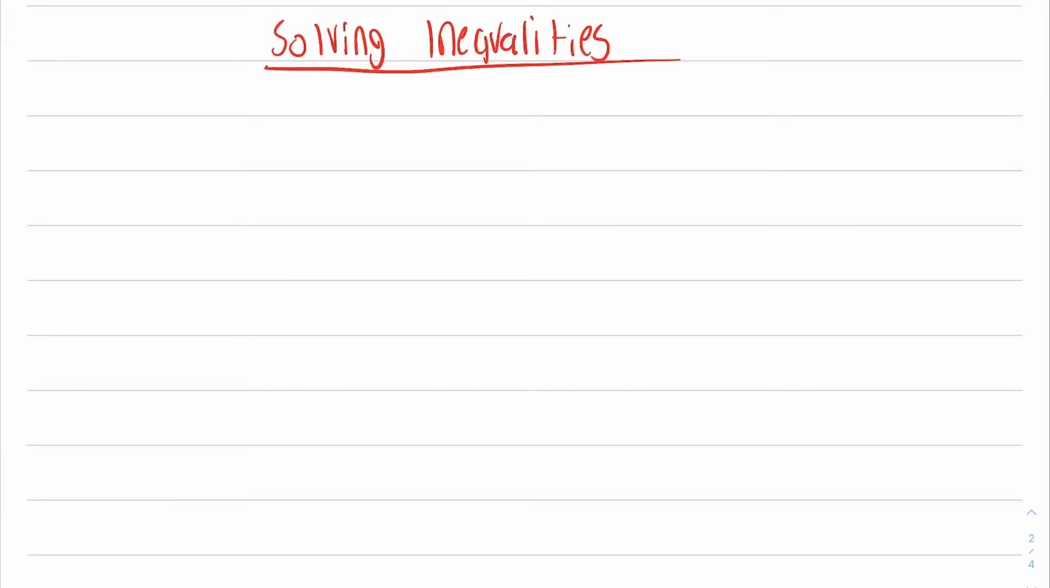Hello everyone, in this video we're going to go over solving inequalities. We're doing this today because we solve these exactly like we solved equations, but there's going to be one tiny thing that's different in only certain situations. Before that, let's go over the types of inequalities as a short review.